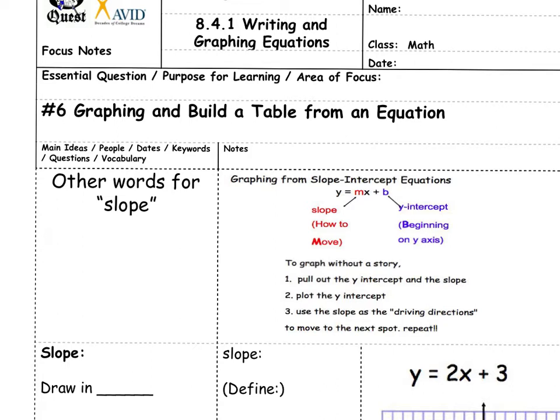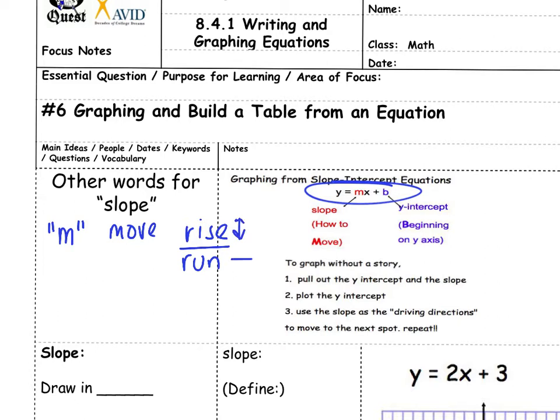And to begin today, first we want to recall all of our different words that we have for slope. When we think of slope, remember it is our m value in this slope-intercept equation. It's how we move when we think about the rise over the run, so that up and down movement, and then our left and right movement. We can also think of it as the change of y over the change of x.